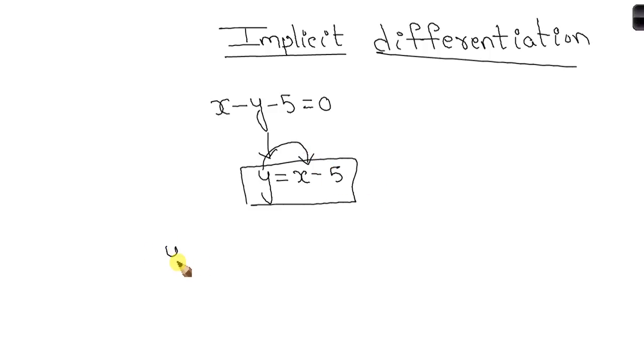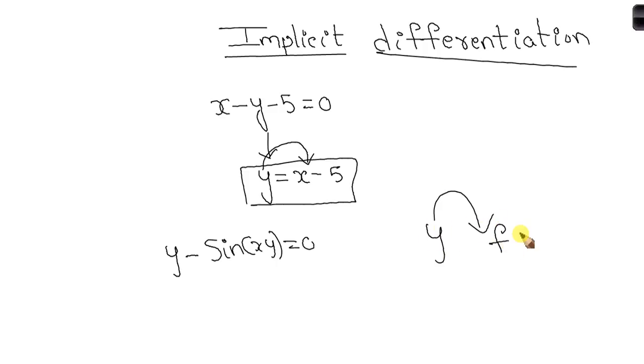For example, take a function y minus sin of xy is equal to 0. Now, can you express this function y explicitly in terms of x? Let us try. y minus sin of xy is equal to 0, so y is equal to sin of xy. Then sin inverse of y is equal to xy. Whatever I might do, I could not express y in terms of x explicitly. So this is an implicit function.